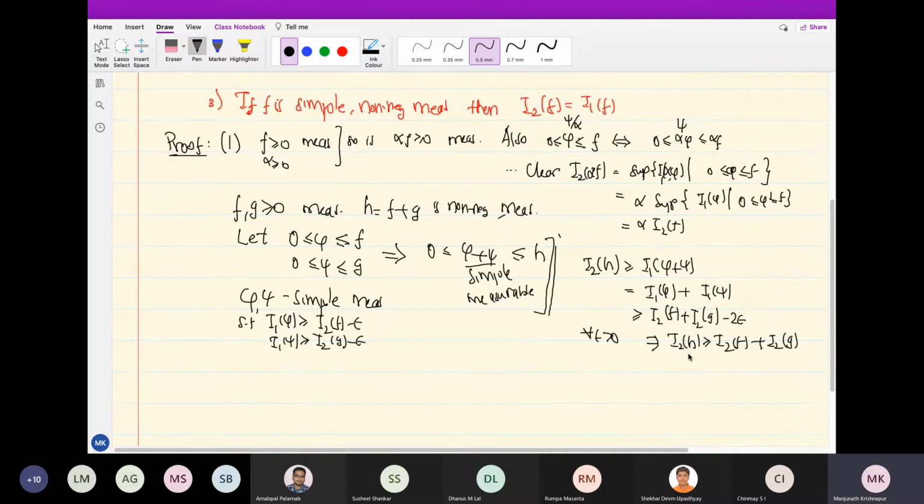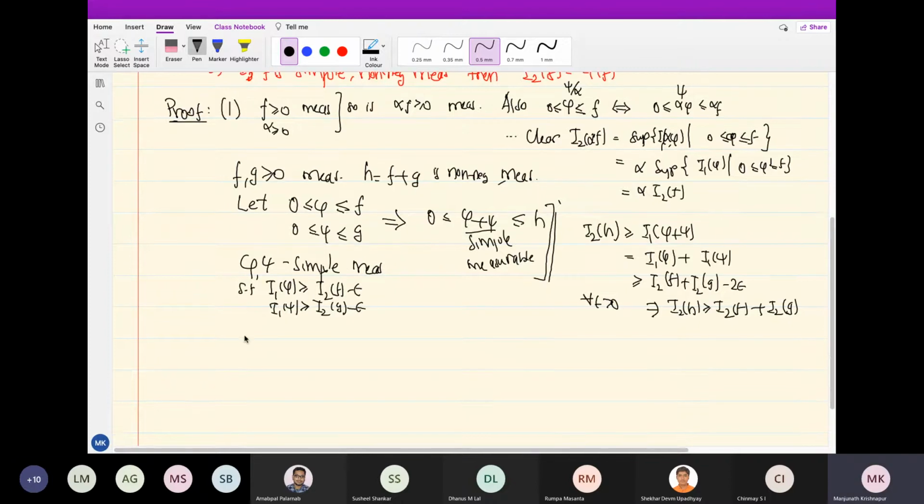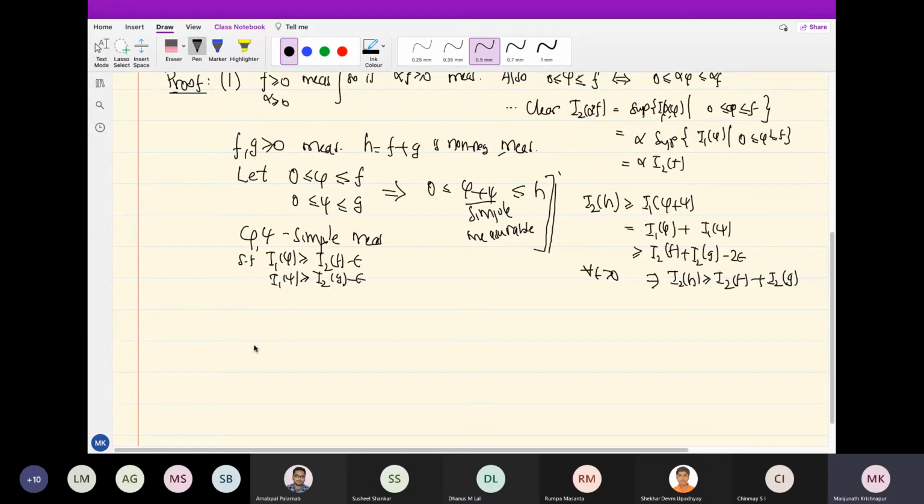Can we go the other way? That is not clear, because of the containment here. To go the other way, if you try this approach, you would have to take a simple function sandwiched between 0 and h and break it into two parts, one sandwiched between 0 and f and one sandwiched between 0 and g. That is not clear, and we will not do it like that. Instead, here is where it helps.